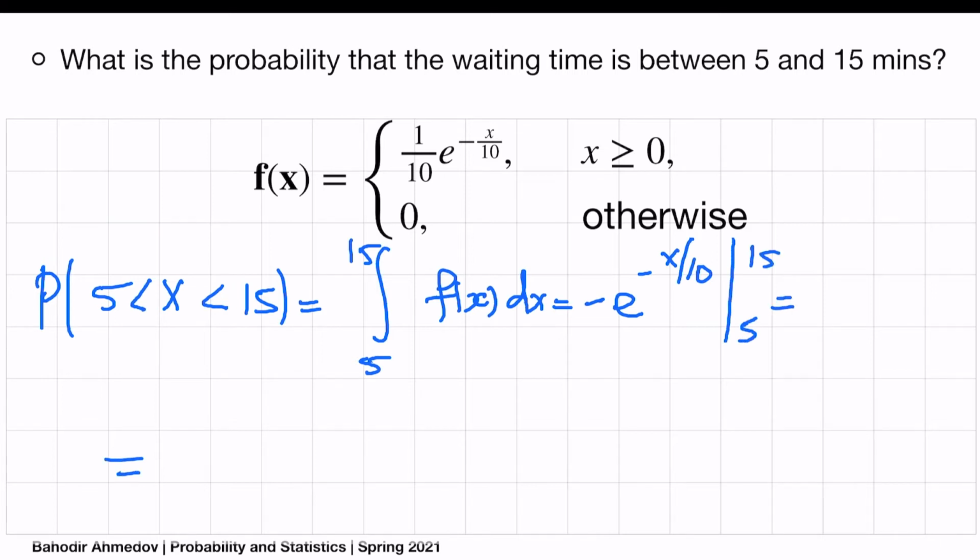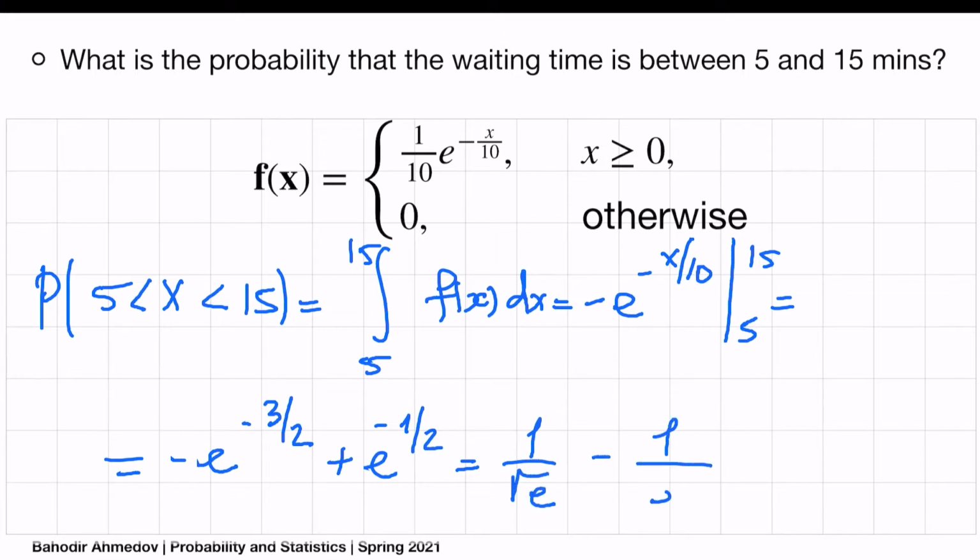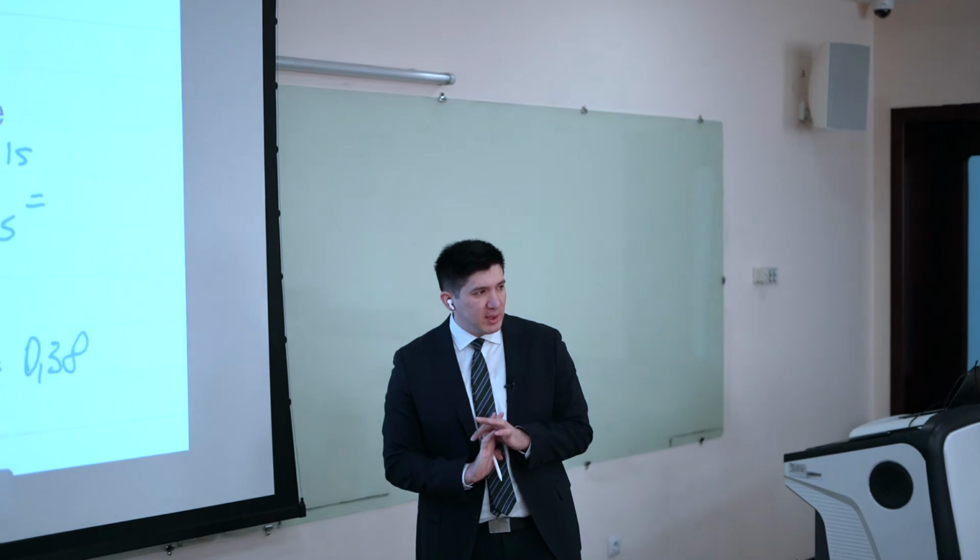It's going to be minus e to the power of minus 3 over 2 plus e to the power of minus 1 over 2. Okay, can you evaluate this now? It is basically 1 over the square root of e minus 1 divided by the square root of e cubed, right? Okay, 0.38. The probability that she's going to wait between 5 and 15 minutes is equal to 38%. Is it clear how to make the calculations?